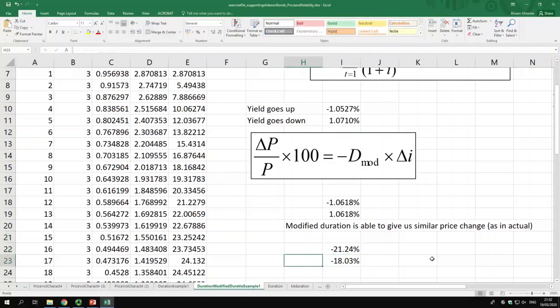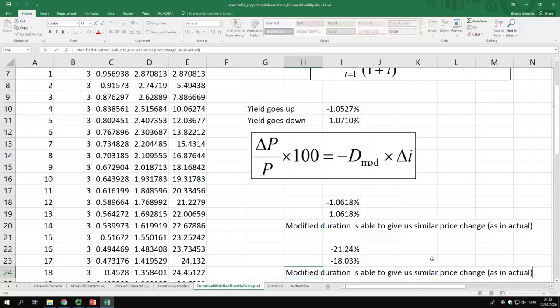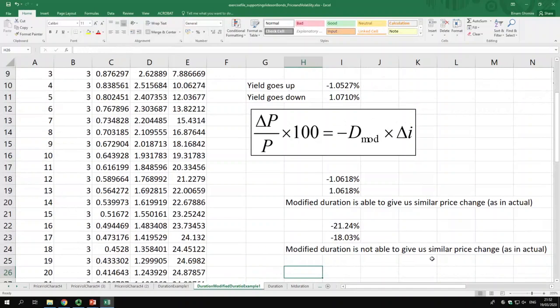So therefore modified duration is not able to give us similar price change as in actual. Okay, to resolve this issue, we need to think of some other measure, and that other measure is called convexity. I will be talking about convexity in my next video. Thank you very much for listening.